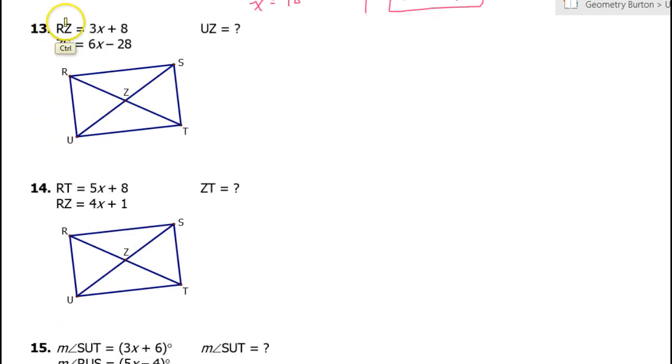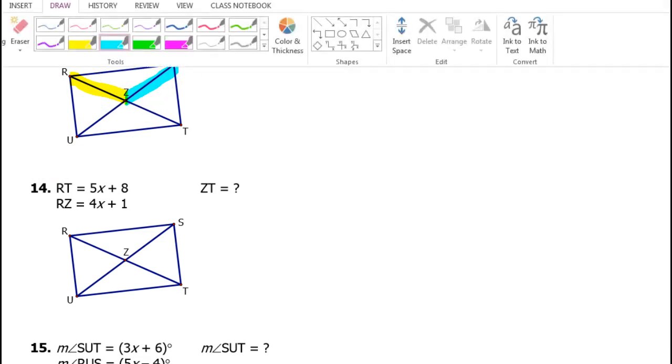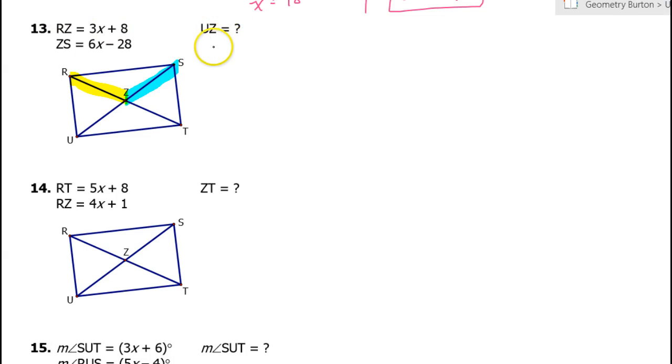All right, for number 13, we're given an expression for RZ, and we are given an expression for ZS. Okay, those should be congruent to each other. They're both halves of a diagonal, and the diagonals are congruent. So the two halves should equal each other. So that's why I should be able to solve this by setting these equal to each other. So 6x minus 28 should equal 3x plus 8.